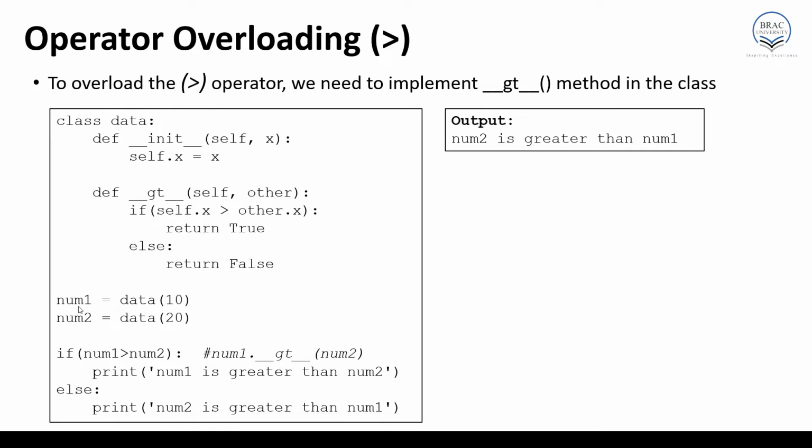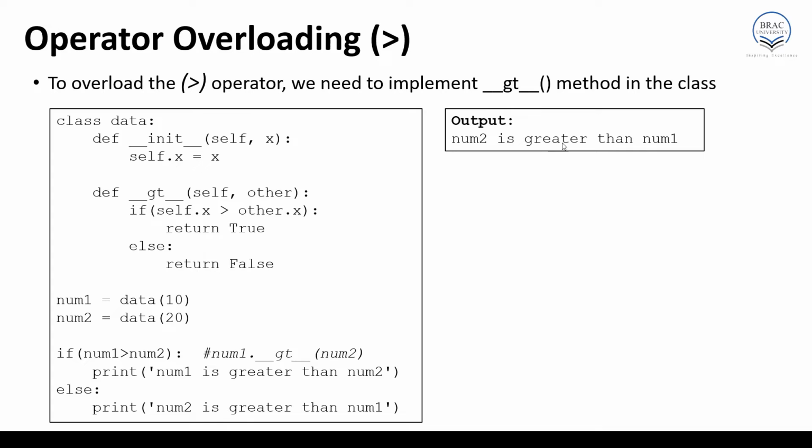Like when we were creating the object number 1 equals data 10, that means for the instance number 1 the instance variable x is holding 10, and for number 2 the instance variable x is holding 20. So when I'm comparing self.x, that means 10 is greater than other.x, and other is number 2. So 10 is greater than 20. It is false. So it will return false here, this if condition will be false, and the printing will be number 2 is greater than number 1.